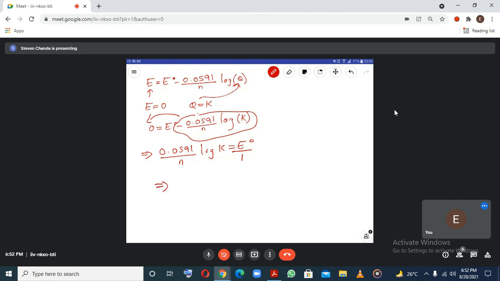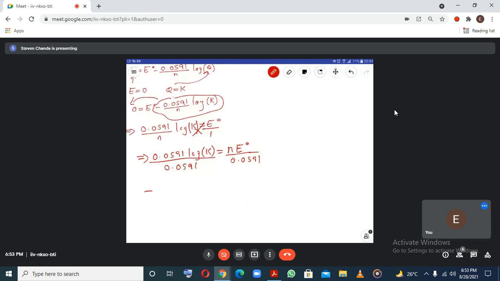When you cross multiply, you're basically going to have log K, the equilibrium constant, and the n that was there has been cross multiplied, so you have the number of moles of electrons. Then you want to divide to get rid of the 0.0592 on this side and on that side. Once you do that, you've got the equation that you can use. Then you're going to have log K. Once you've found your log K, you just have to find the inverse log of K, and then you've gotten your equilibrium constant.